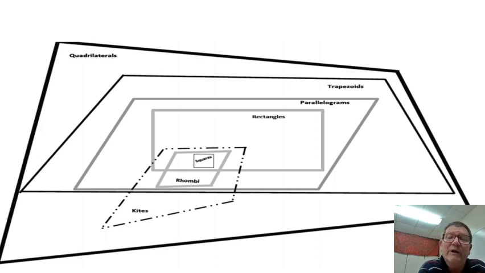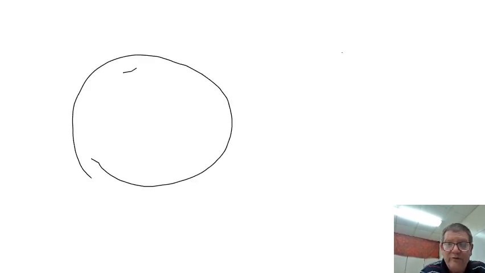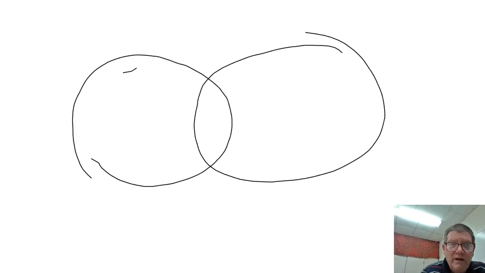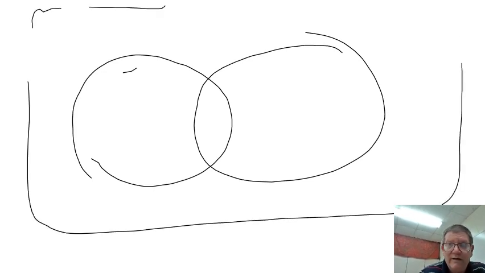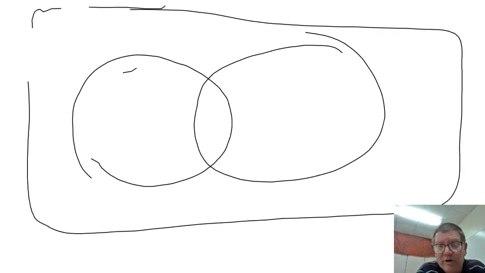When we come to class tomorrow, you're actually going to be creating Venn diagrams. A Venn diagram is where you have a couple of circles and a mat, and you're going to glue the shapes in there and label them as far as their categories. So I'll see you tomorrow.